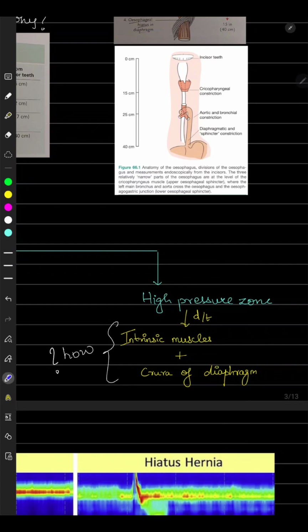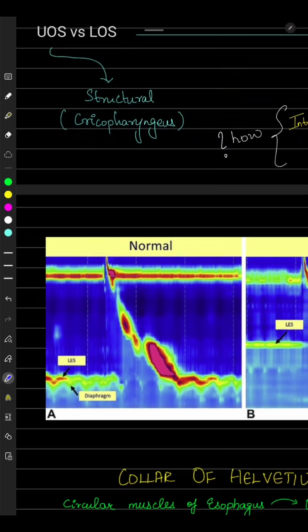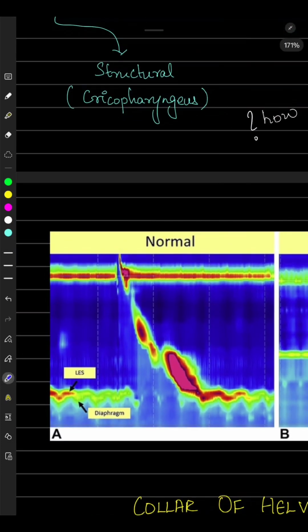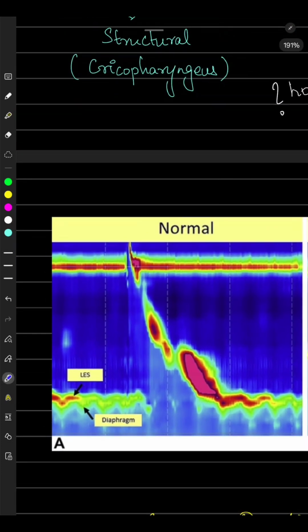Now, how do I say it's because of two muscles and not only because of the intrinsic muscles? That's why we do an investigation to find out. That investigation is high resolution manometry, or simply manometry. Manometry means we monitor the pressure changes. So this is the normal high resolution manometry of the esophagus. This is the upper esophageal sphincter, and this is the lower esophageal sphincter, LOS.